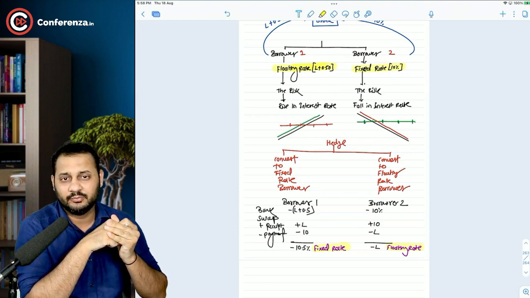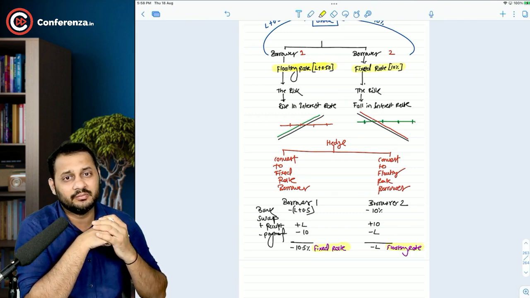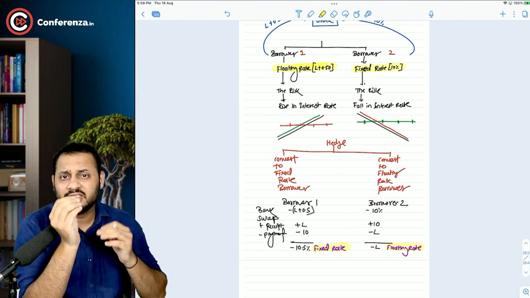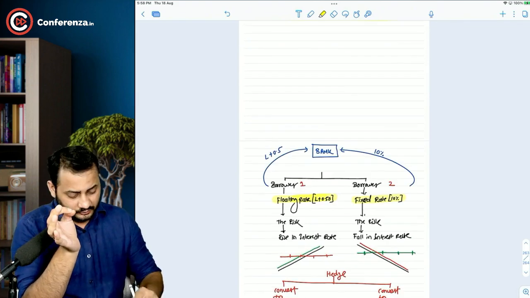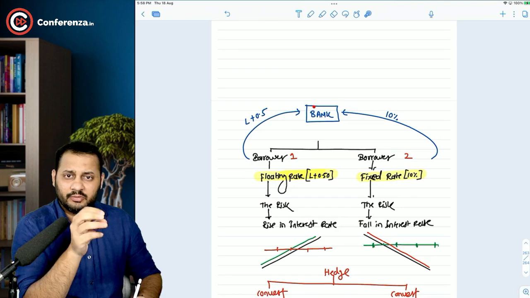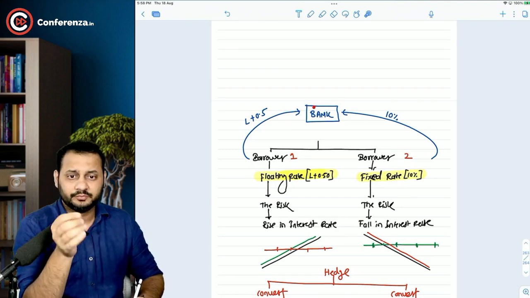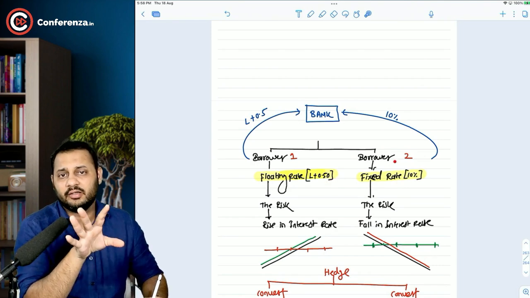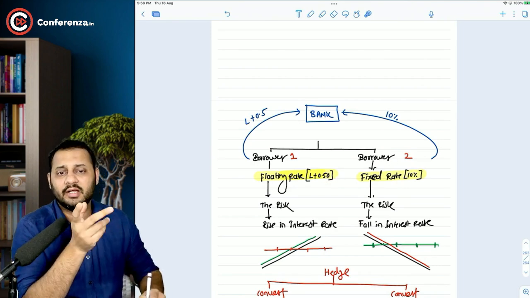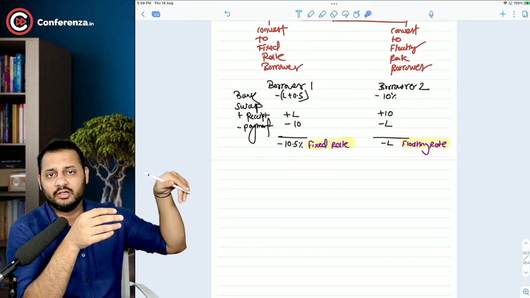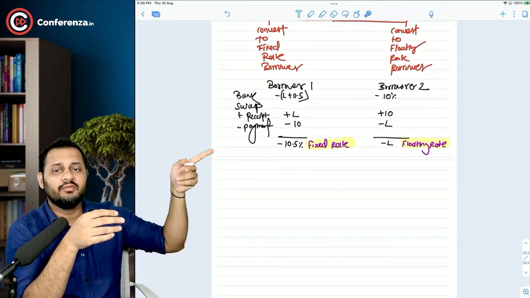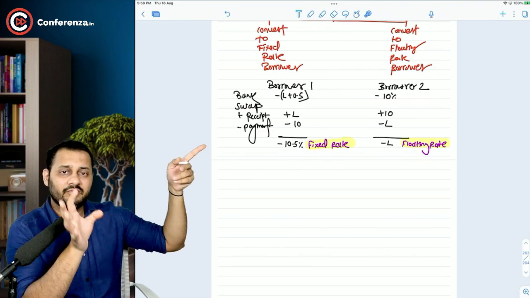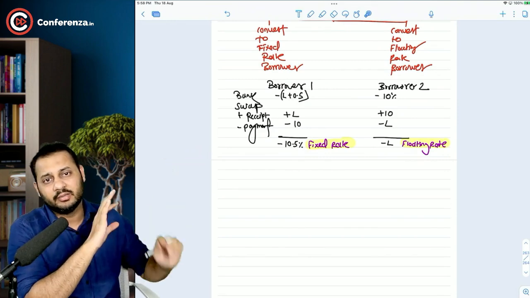Both of them have exactly opposite expectations, and that's why both of them entered into a transaction. And the transaction is very simple, sir. Whatever you have to pay to the bank, just make the payment first of all. And whatever you paid to the bank, you receive it from the other party. And automatically, when you do the net total, you will see that we have converted ourselves into some other type of rate.